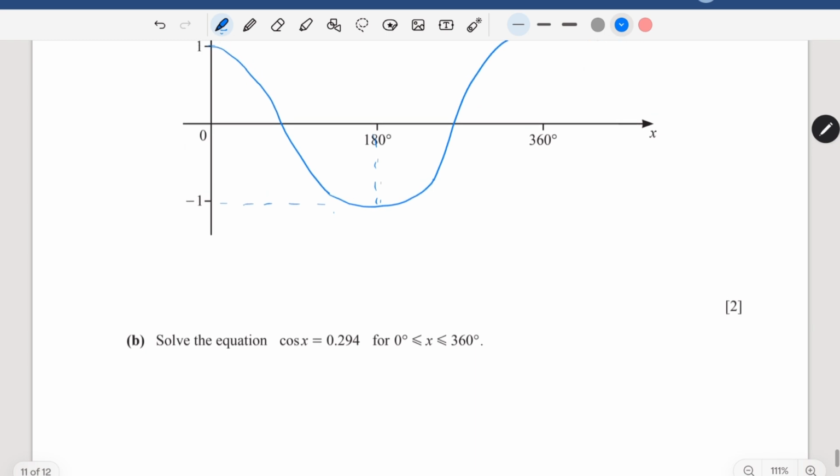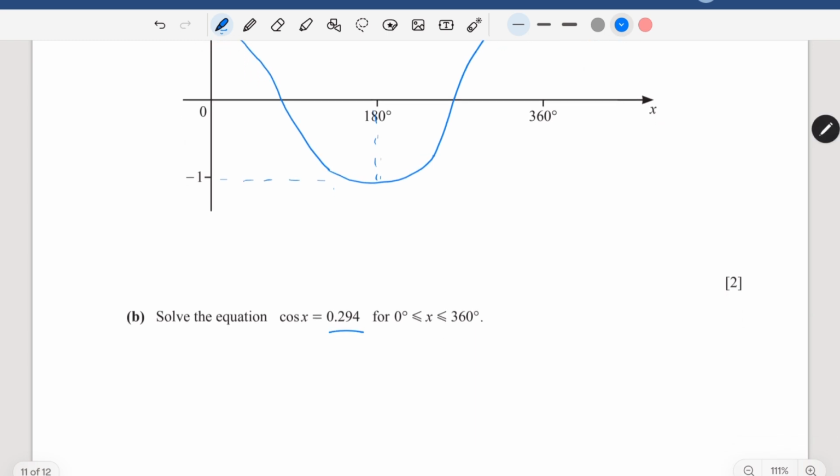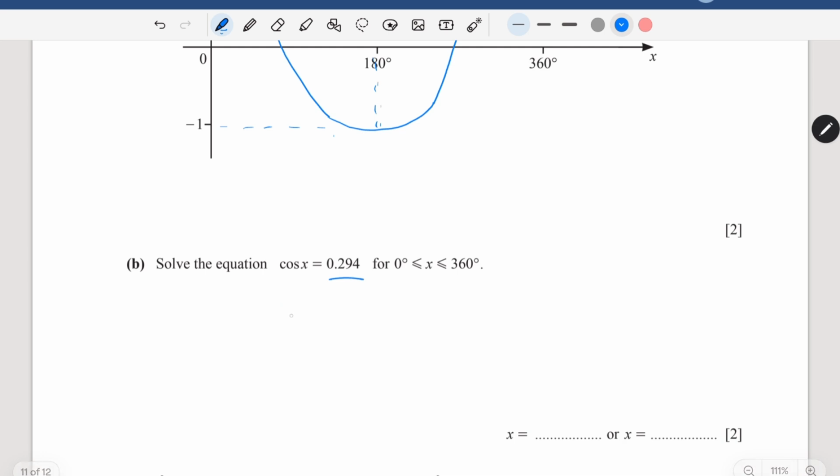Alright, solve the equation cos x equals 0.294. Cos x equals 0.294 means that x equals cos⁻¹ 0.294. Use your calculator to find the value of x. So your x will be 72.90. But because they mentioned that x is between 0 and 360, you need to find all the possible values of x.